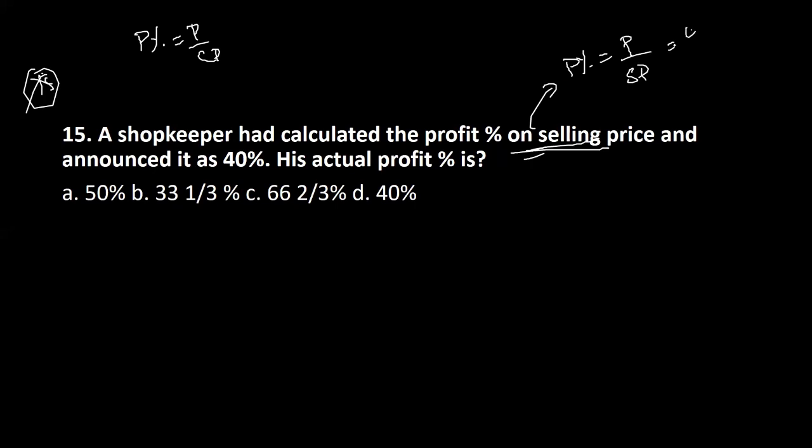So he's saying profit percentage is 40. That means 40 by 100, 40%. That means if the selling price is 100, then the profit is 40. But if this is the way, then what is the cost price? Cost price is how much? 60, right? If selling price is 100, profit is 40, then the cost price is 60.